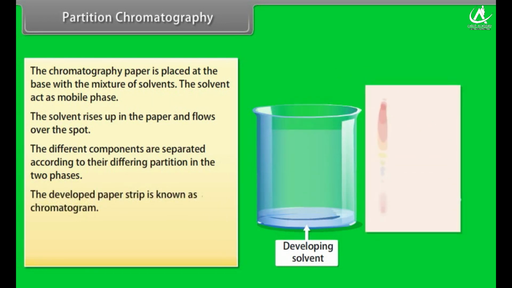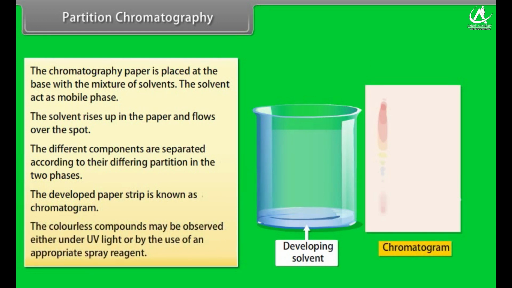The developed paper strip is known as a chromatogram. The colorless compounds may be observed either under UV light or by the use of an appropriate spray reagent.